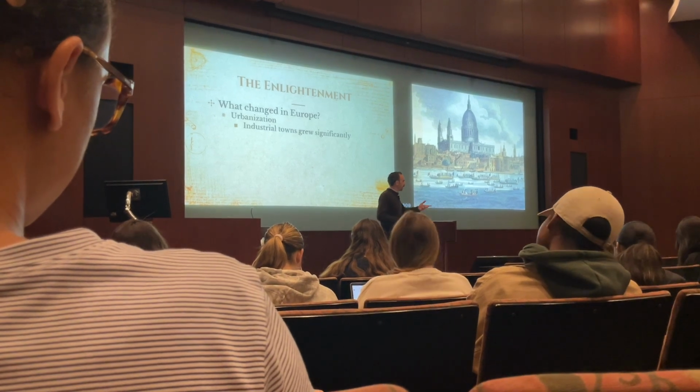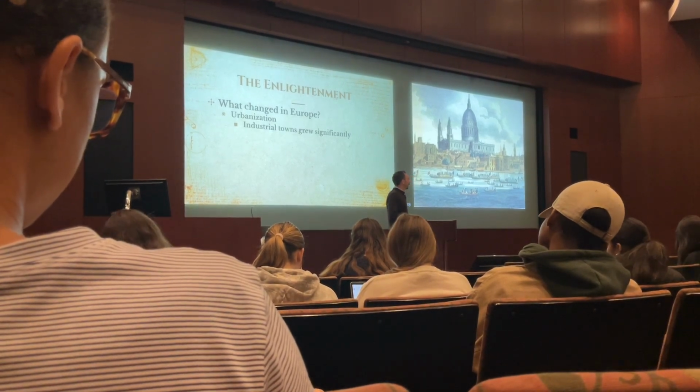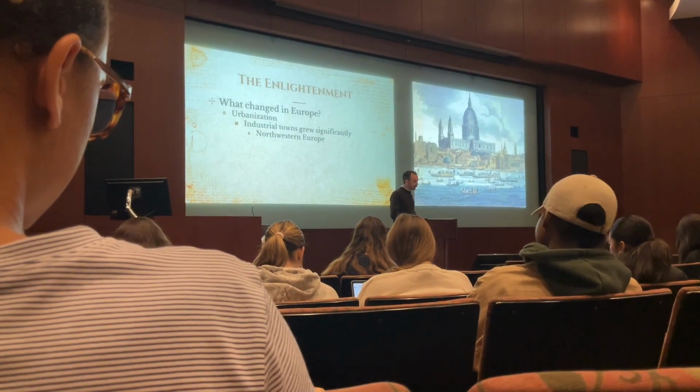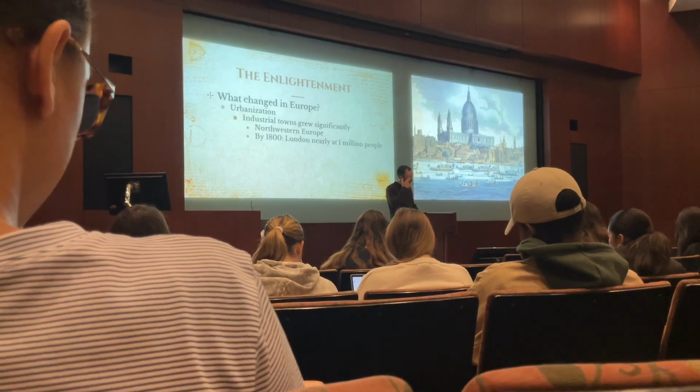By the end of the Enlightenment, around the year 1800, London finally hits 1 million people.